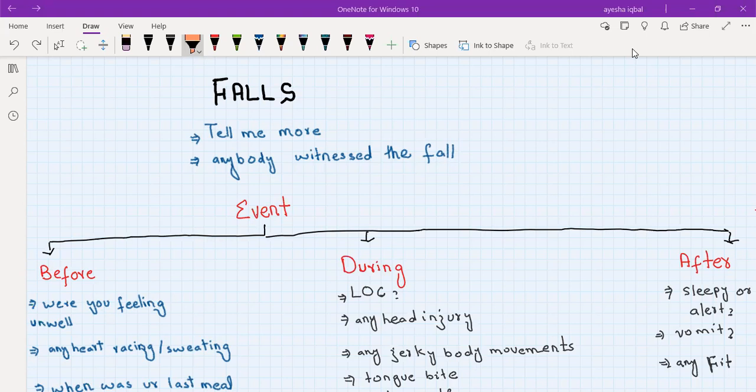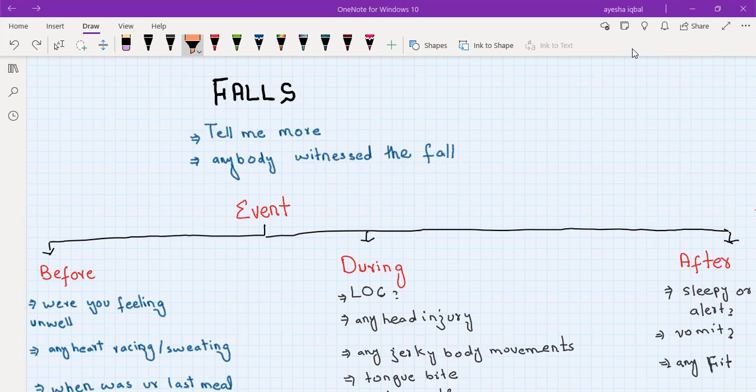Whenever a patient presents with any kind of symptom, the first question that we ask in the history is, can you please tell me a bit more about it? So, kind of an open question. Whenever a patient presents with a history of fall, he tells you that I fell at home, I fell at work, I fell on the roadside, etc. So the first question should be, can you please tell me a little bit more about it? The next question should be, did anybody witness the fall? In case of fall, this is also a very important question, and you will come to know why in the next few minutes.